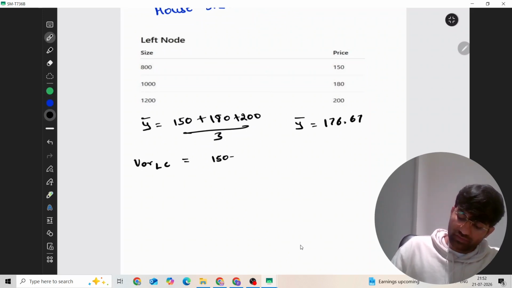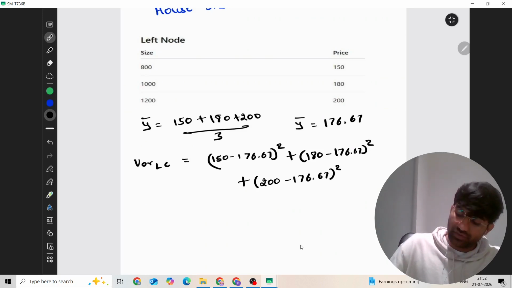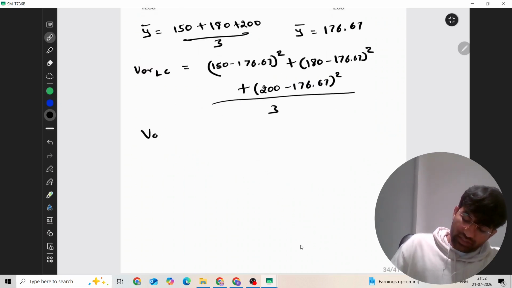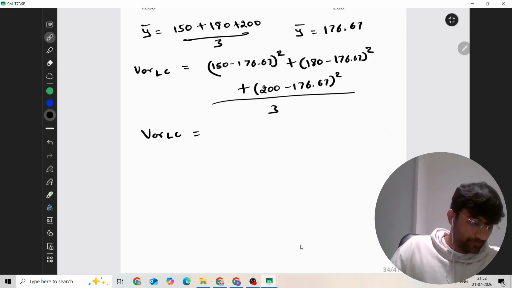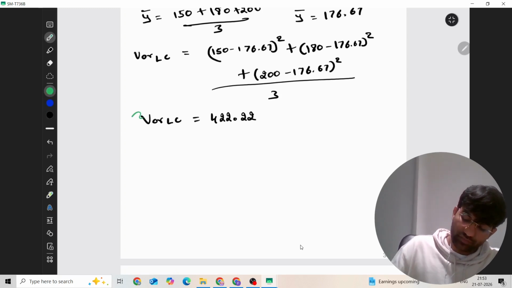Then variance of left child is equal to 150 minus 176.67 square plus 180 minus 176.67 square plus 200 minus 176.67 square, divided by 3. The variance of our left child will be 422.22. This is the value you will get after calculation.